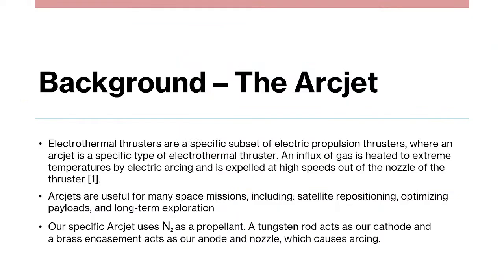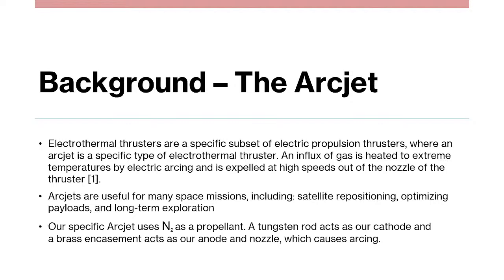And so just a little bit of background on the Arcjet. An Arcjet is a specific type of electrothermal thruster. It works by heating up a propellant or gas through a method known as arcing, and then that propellant is thrust out of the thruster from the nozzle at very high velocities, producing thrust. Arcjets specifically are really great for long-term and deep space missions, satellite repositioning, and optimizing the payloads.